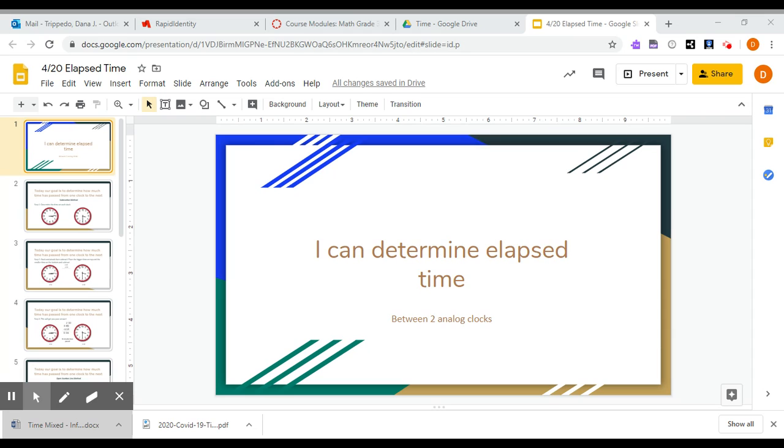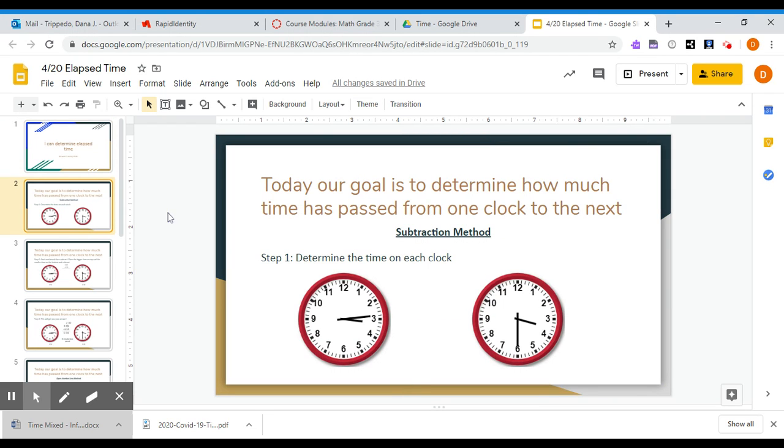back to the first lesson that we went over with time, and that is determining elapsed time between two analog clocks. So if we look at our first slide, our goal is to determine how much time has passed from one clock to the next. So our first step is going to be to determine the time on each clock.